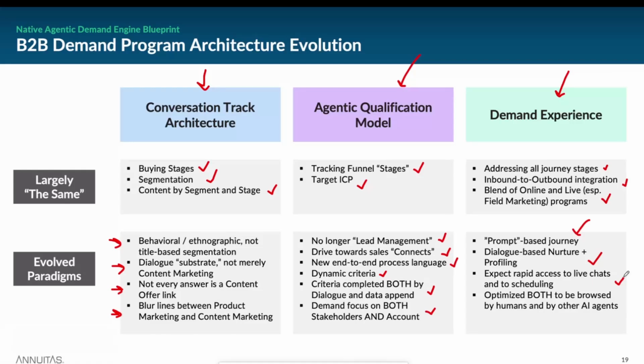The last piece of this, and this is, I think, for me, still mind-blowing, is this idea that we're going to think about optimizing our demand experience, not only to be browsed by humans, to be nurtured by humans, but also to be browsed by AI agents, and make sure that those that are looking for solutions can also get the answers they're looking for.